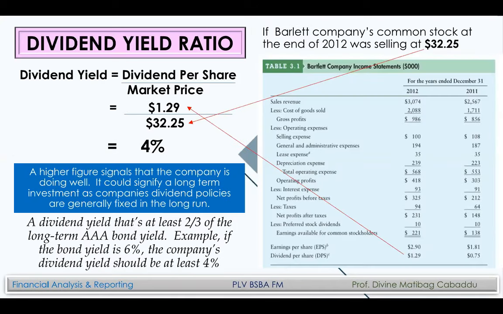Now, dividend yield ratio naman is equal to dividend per share divided by the market price. So, the dividend per share is already given. So, it's $1.29. So, divided by the market price, given na rin kanina. So, that's 4%. So, a higher figure signals that the company is doing well, and it could signify a long-term investment as companies' dividend policies are generally fixed in the long run.